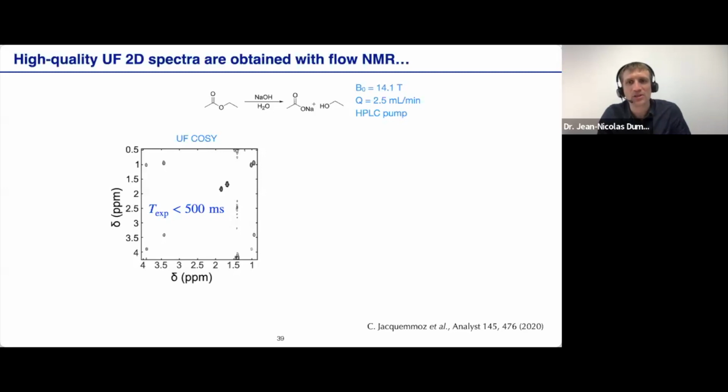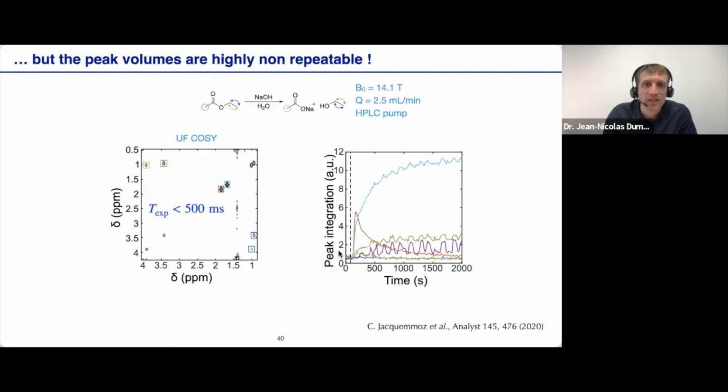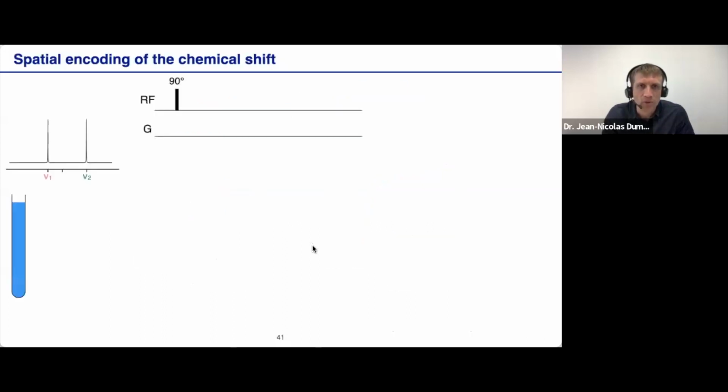Now the problem started to come when we tried to integrate the peak volumes in this spectrum and track them as a function of time, which is what you would do to, say, characterize the kinetics of a reaction. And in that case, one can see here that there are strong oscillations in the data that have nothing to do with the chemical kinetics and that are due to interferences between the spatial encoding process and the sample flow. So how can we deal with this?